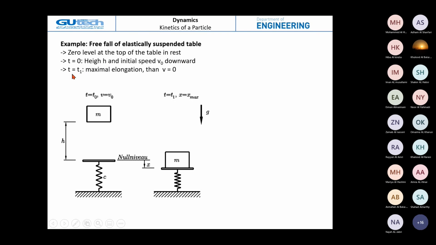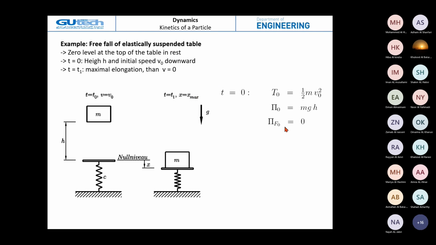At time t equal to 0, we have the height h and initial velocity v0 downward. At time t equal to t1, at the maximum elongation, v will be equal to 0. It means it's compressed until it becomes stable, and in this case the velocity v will be equal to 0, where the compression x of the spring will be at its maximum, maximal in the sense of absolute value.